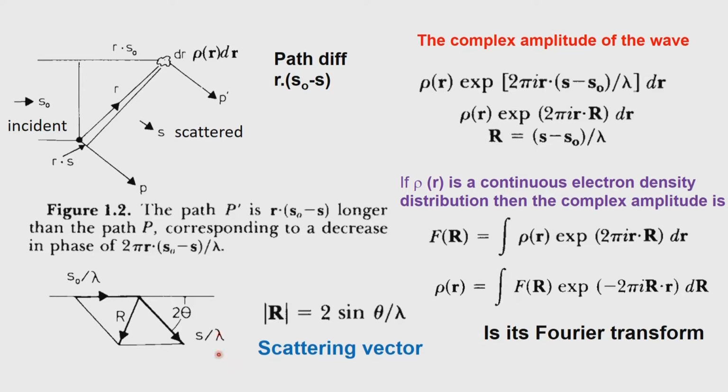This figure is essentially showing that we have the incoming incident radiation. The unit vector associated with this is S naught. We now normalize it with respect to lambda, so it becomes independent of lambda. So, we can use any lambda.